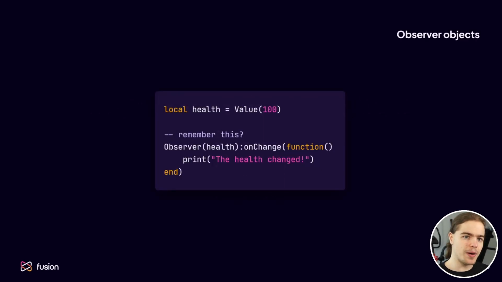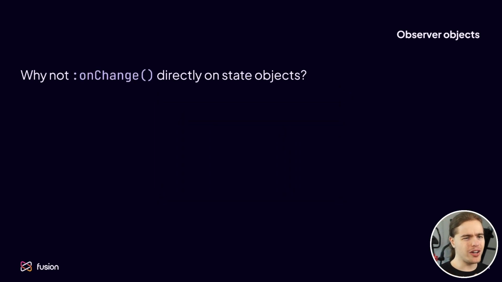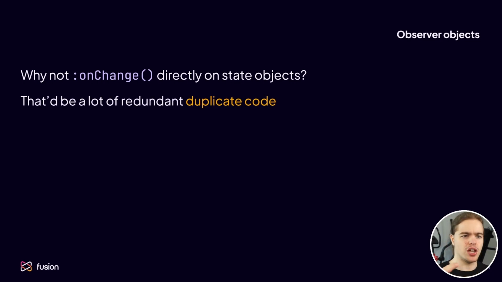With all of that context behind us, let's revisit something specific we glossed over earlier. This is the code pattern you use in Fusion when you want to observe changes on a state object, but it might look a bit verbose to you. You might ask, why not implement that onChange method directly on all of the state objects? Well, the main problem is that would be a lot of redundant duplicate code.